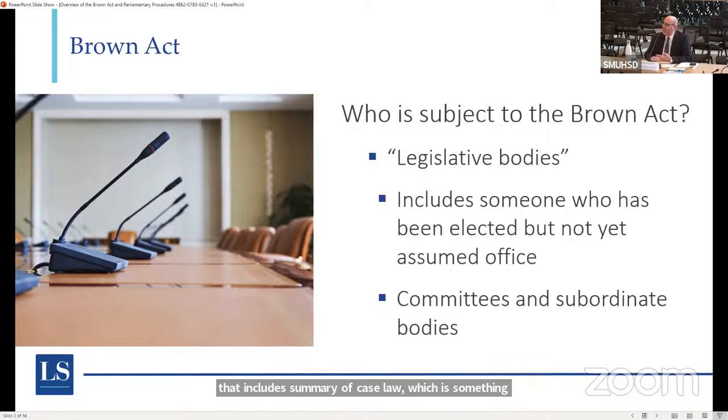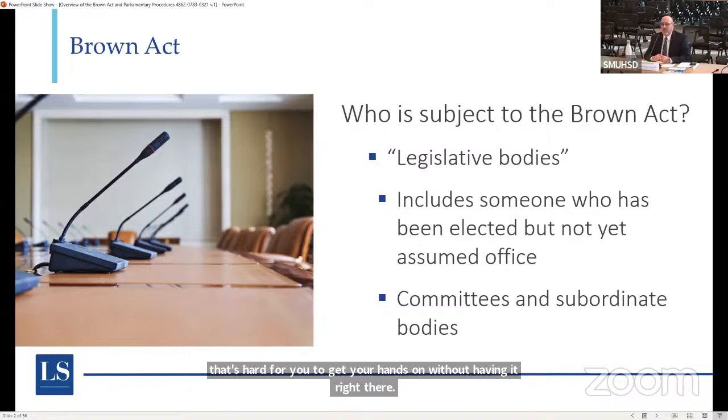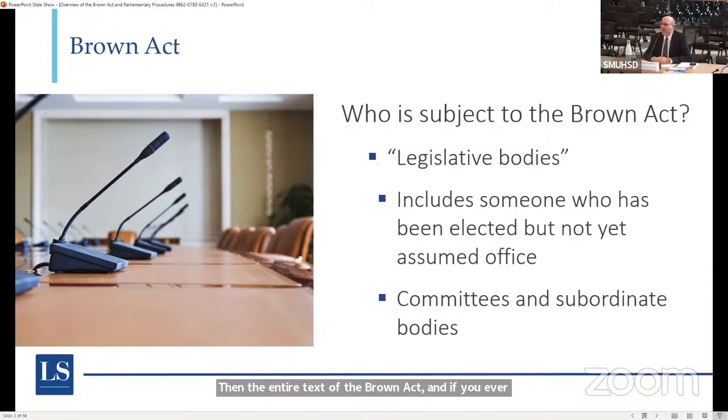Then the entire text of the Brown Act. And if you ever want to have a sleepless night, just read it. It takes you about a half hour from cover to cover to read all of the Brown Act. And again, every time I do that, I see some nuance that I've missed.